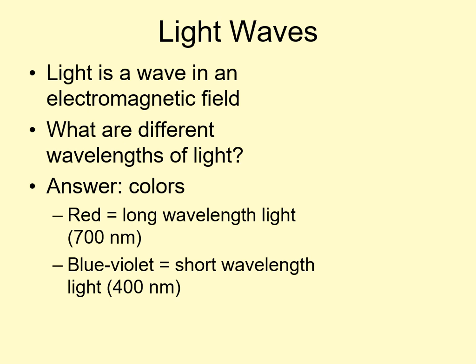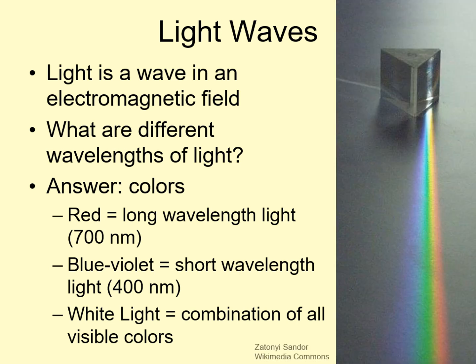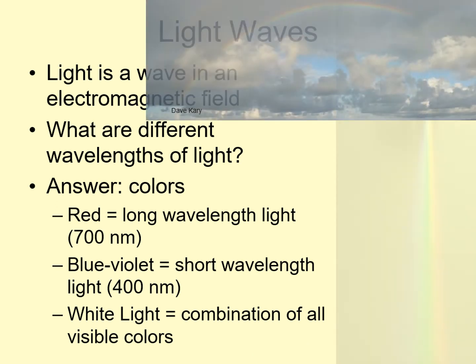Many colors we see are combinations of many different wavelengths of light. In particular, white light is a combination of all of the visible colors. This is why a prism can break light into colors. The colors are already there. They just haven't been separated out. A rainbow works the same way, with raindrops acting as prisms.